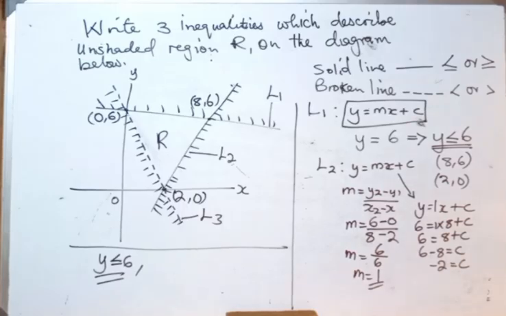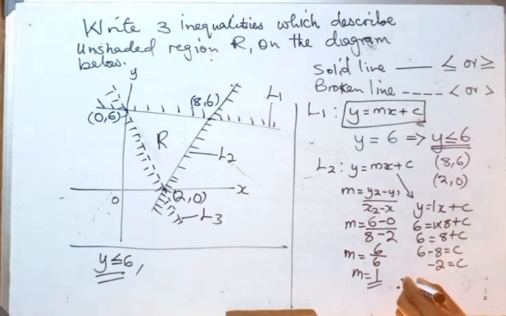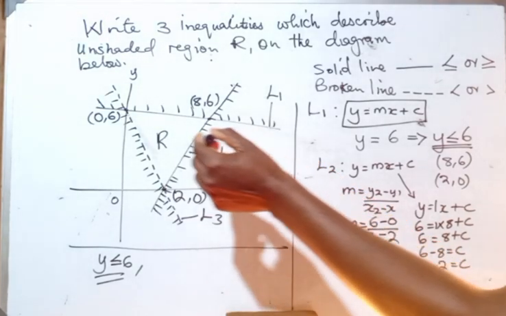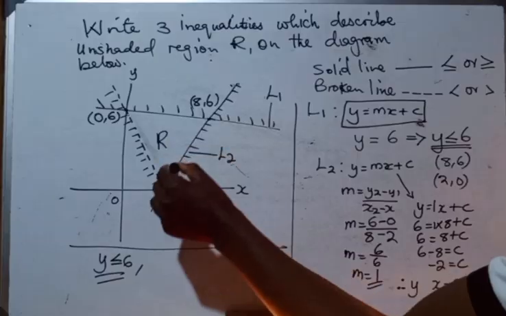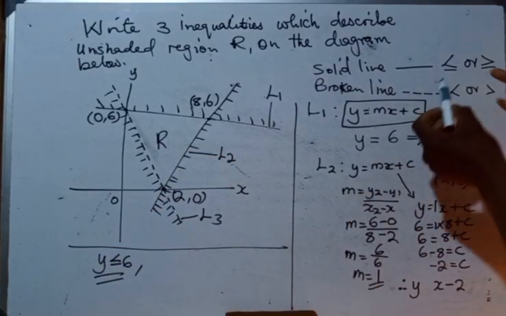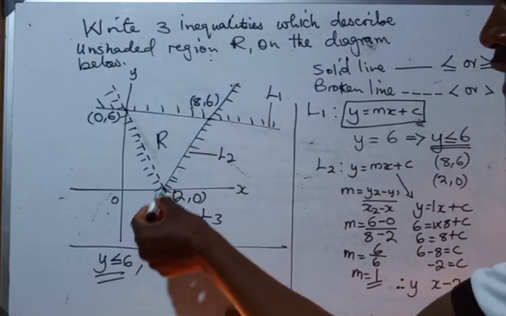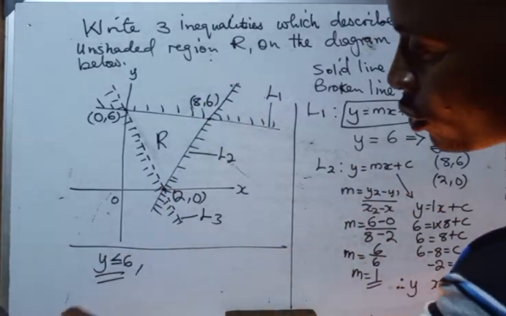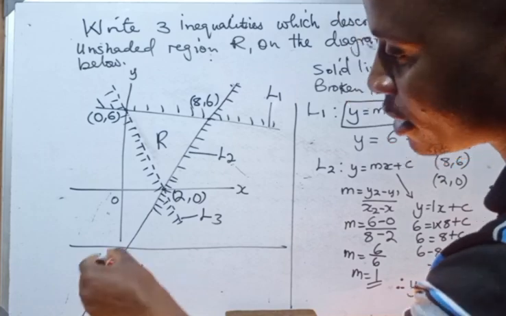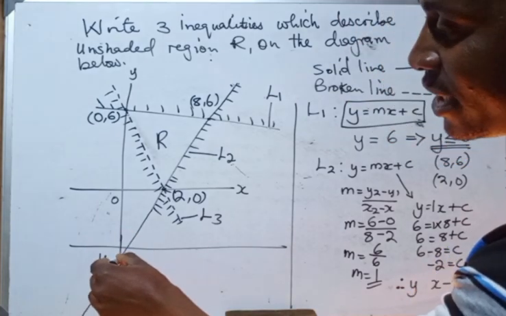Now, what will be the equation? Therefore, our equation will be y equals x, or 1x, minus 2. Now, what symbol are we going to put there? When you look at this line here, it is a solid line, meaning we are going to put this symbol or that symbol. So this solid line here, if you extend it, it will cross the y-axis there.